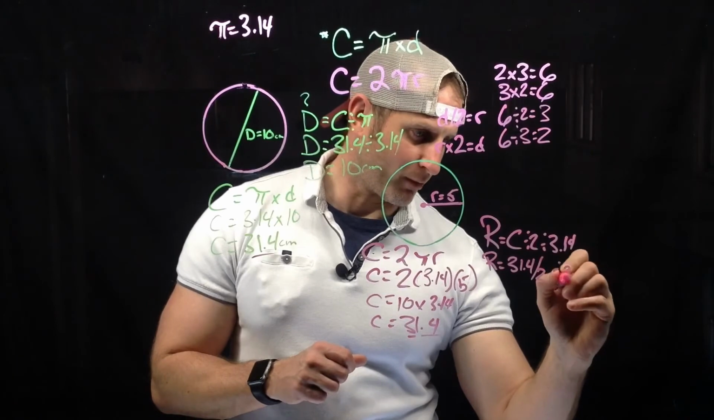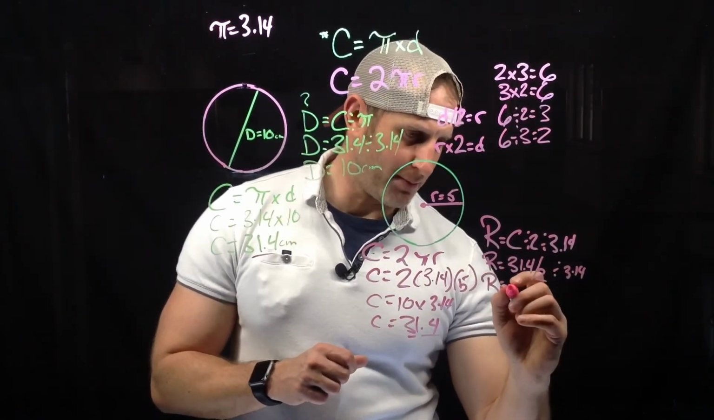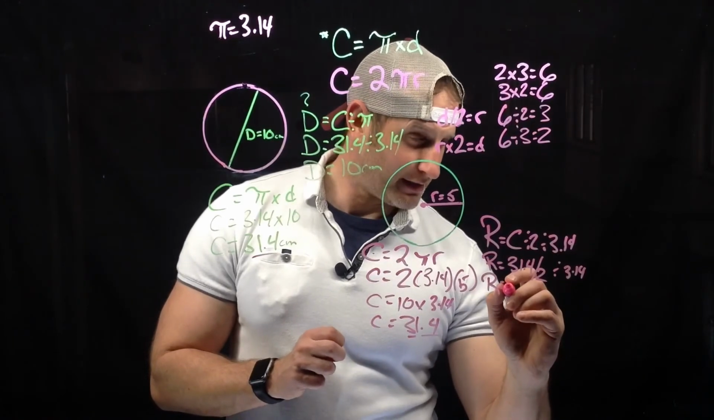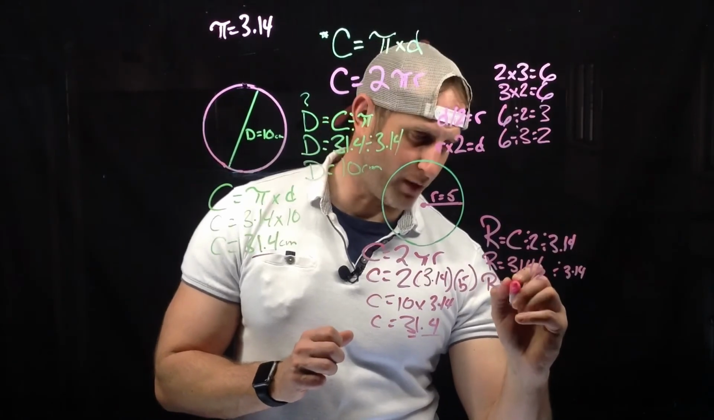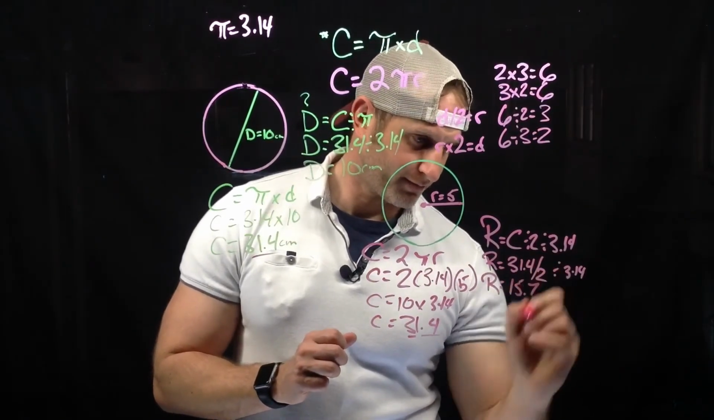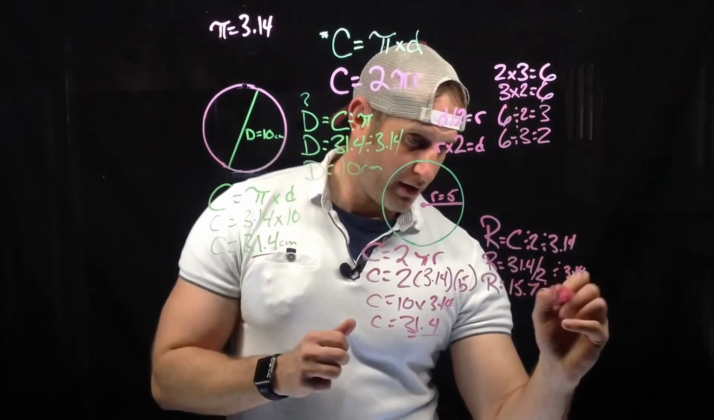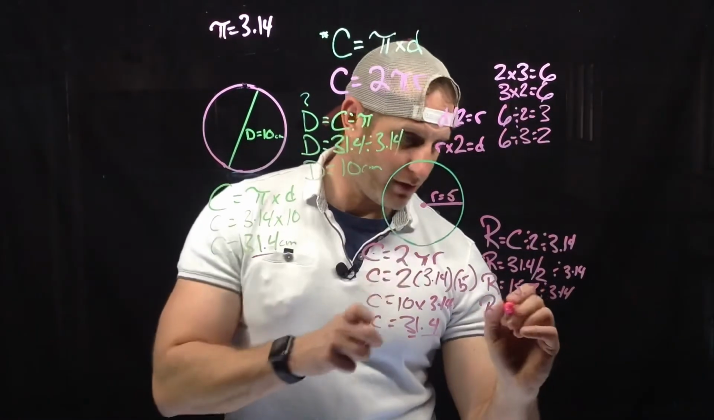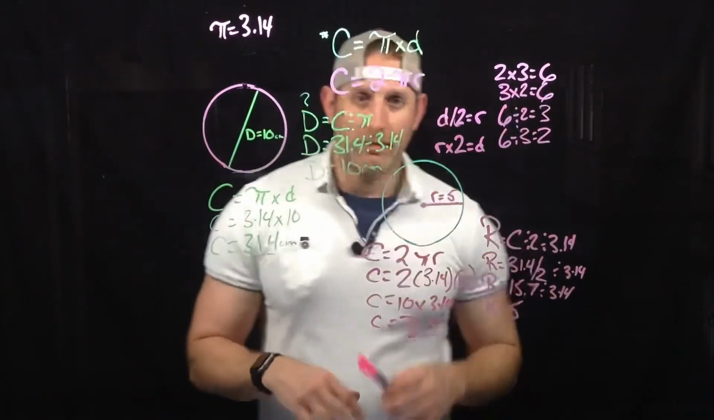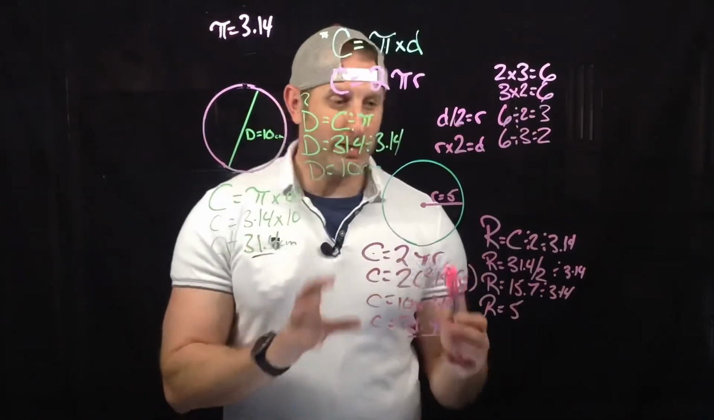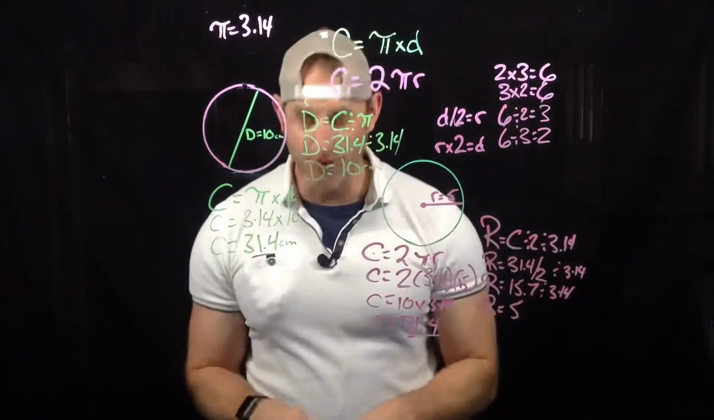pi, 3.14. So r in this case is going to be, what do we got here, 15.7 divided by 3.14. R is going to be equal to 5. And it's going to be the same thing. We simply just change the order of the unknown and inverse the operation.